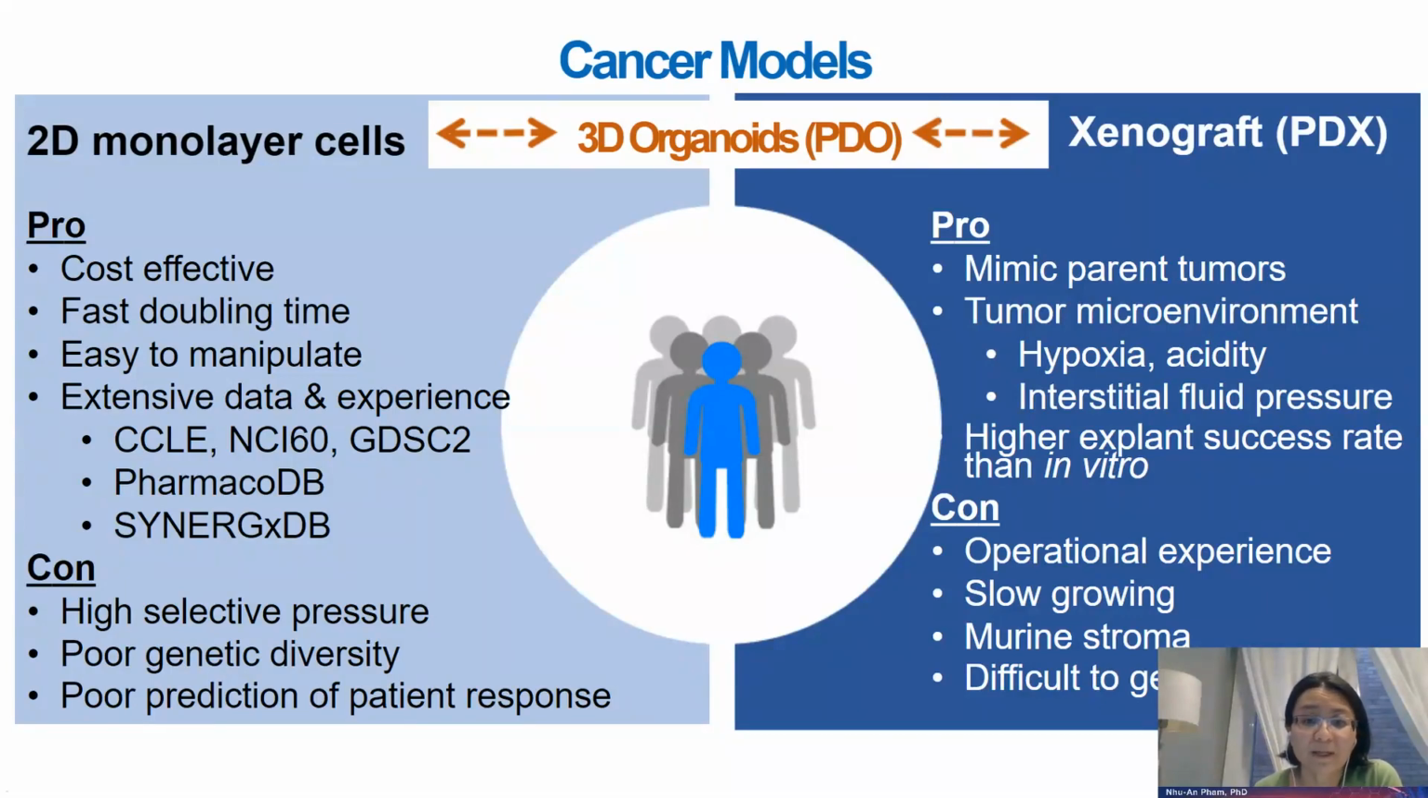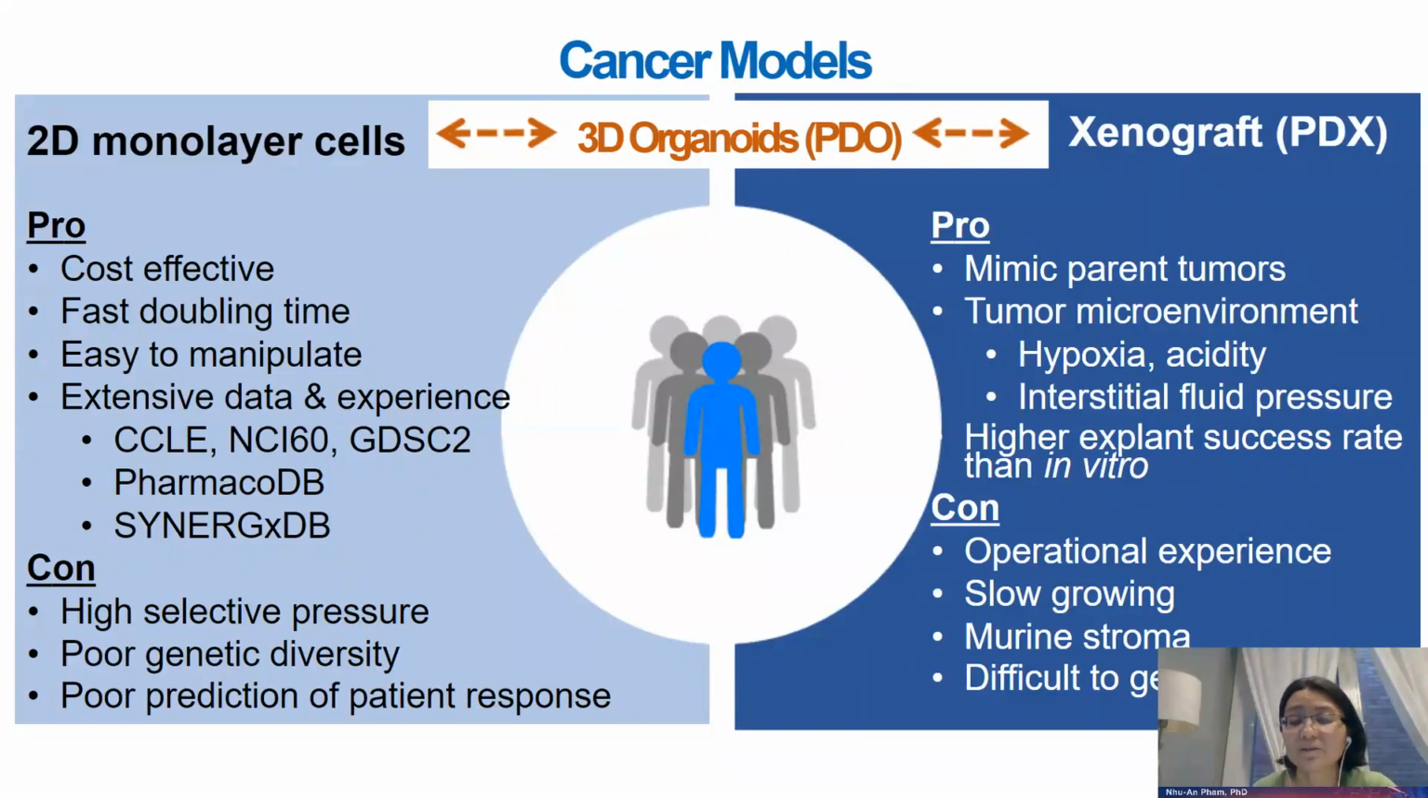where we try to collect all large-scale drug screening under one portal to be searchable by variants, and also the genomic profiling. So the disadvantage of using 2D monolayer cultures is that they have high selective pressure in the plastic culture environment, and they represent poorly the genetic diversity that we see in patients. Most importantly, they are poor predictors of patient response.